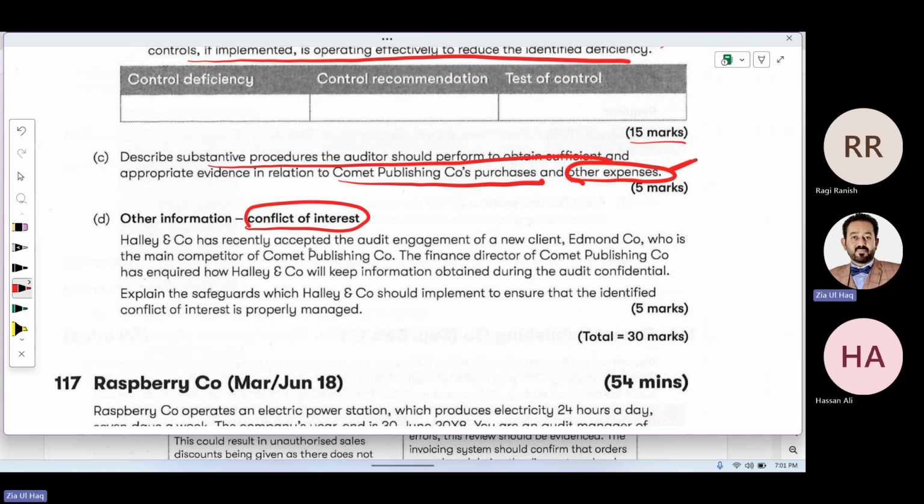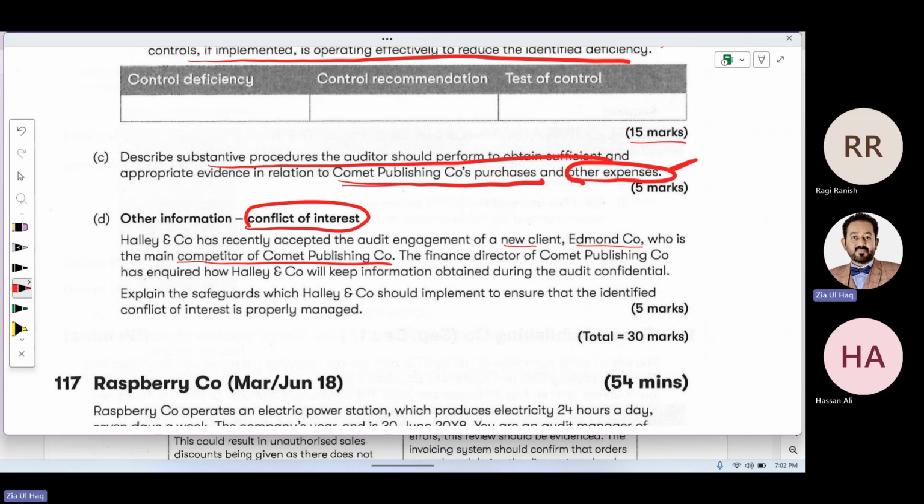ACCA company has recently accepted the audit engagement of new client Edmond company. Currently, we are auditor of Comet Publishing Company. Now we are going to accept audit of new client Edmond company along with Comet Publishing Company. Who is the main competitor of Comet Publishing Company? And if you are auditing a competitor company, there could be an issue of confidentiality. Meaning through your staff, information could be leaked between competitor clients.